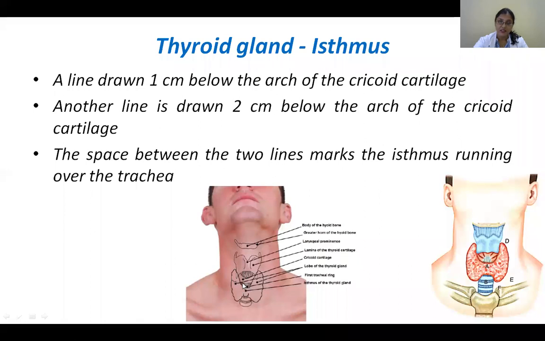So here, this will be our marking. This laryngeal prominence you should be able to make out, and then the cricoid. From there, 1 centimeter below that, you draw a line. That will be the upper border, and then again 1 centimeter below that, or here, this is the lower border of the cricoid. From here, 1 centimeter you draw, and then 2 centimeters again down from here. That thickness of 1 centimeter represents the isthmus. So the space between the 2 lines marks the isthmus running over the trachea.